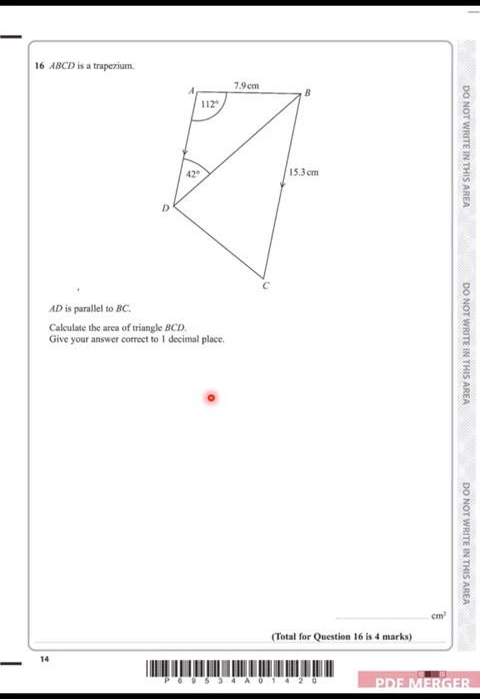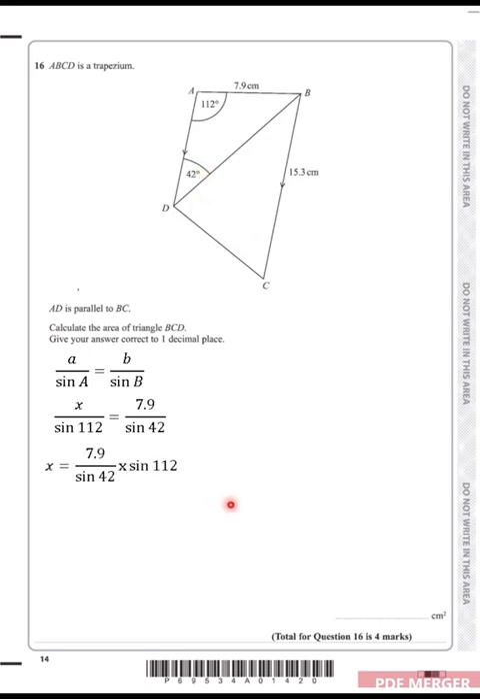To work out a side using sine rule, a divided by sine A is equal to b divided by sine B. We don't know BD, so BD divided by sine 112 degrees is equal to 7.9 divided by sine 42. So BD is equal to 7.9 divided by sine 42 multiplied by sine 112, which is equal to 10.95 centimeters.